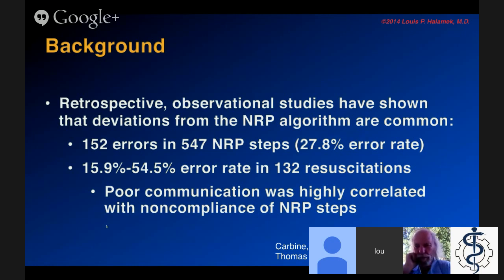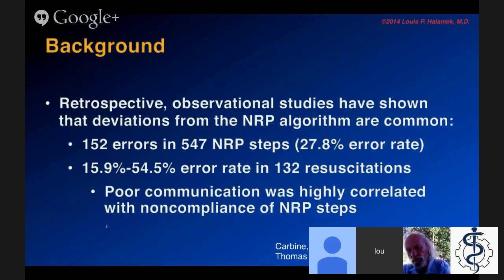resuscitations in which teams just needed to prepare the bed for the baby in anticipation of receiving a baby from the OB team, whereas the 55% error rate was seen in resuscitations in which the team had to breathe for the baby and do chest compressions, as you saw in that previous picture.